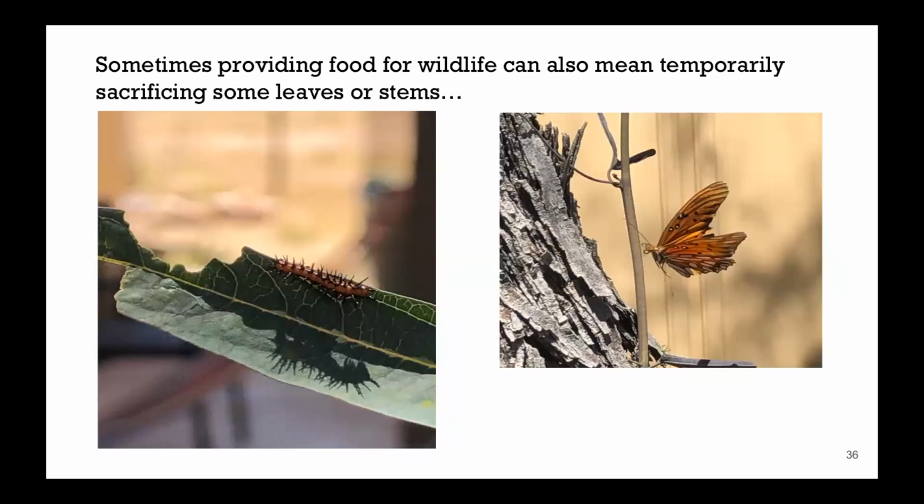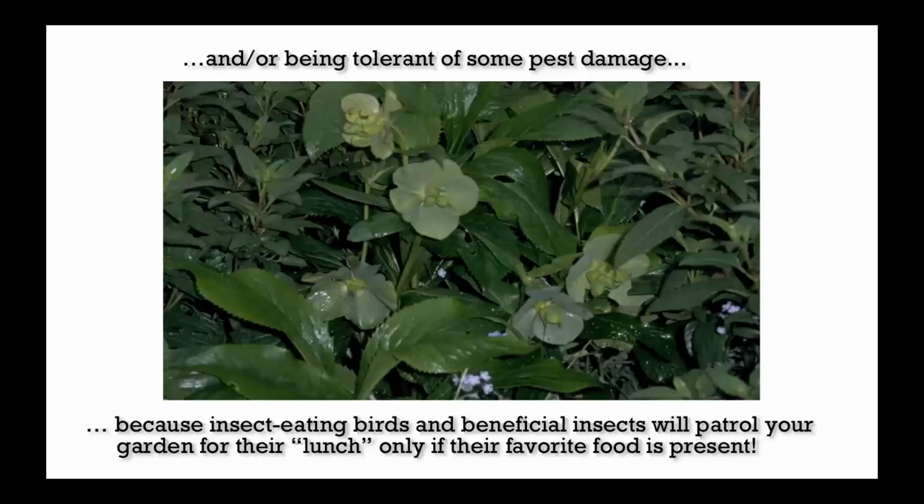But it also means if you're going to create habitat, you have to be able to accept the fact that sometimes the wildlife is going to eat holes in your plants. This is a passion vine with a Gulf fritillary caterpillar on it, and then the adult is on the right-hand side. That's their favorite plant to lay eggs on and then have their caterpillars grow up on. So providing food sometimes means you have to make some sacrifices too. Or it might mean you have to be tolerant of some pest damage.